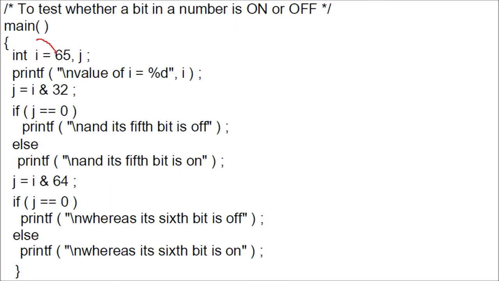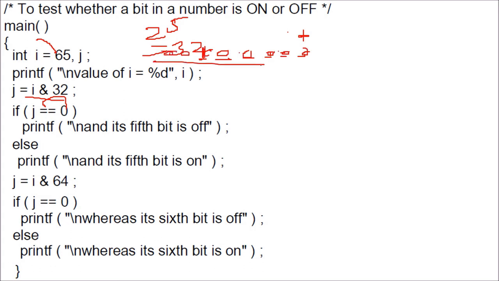This is some number, and we just ANDed it with 32. If j is 0, 32 means 2 to the power 5, that is 32. So you know which bit has to be placed. This is 1, this is 2, this is 4, this is 8, this is 16, and this is 32. So this has to be made 1, other 0. 1, 2, 3, 4, 5, 6, 7, 8, like this. This will be the mask.